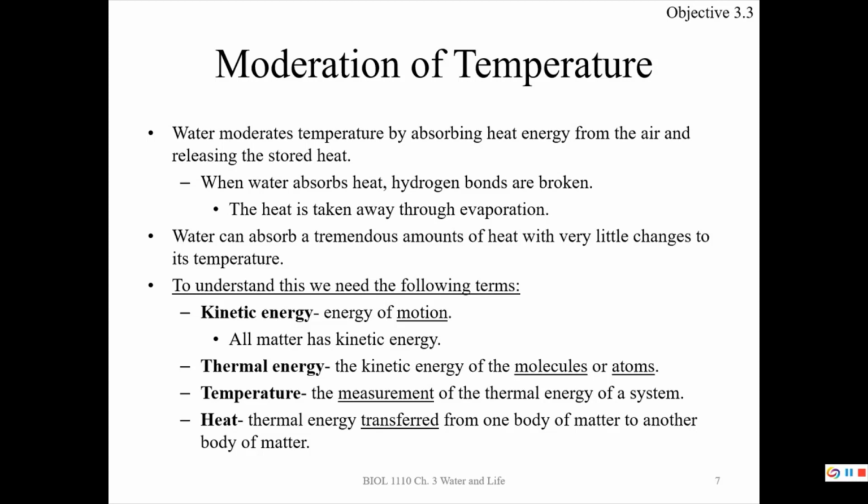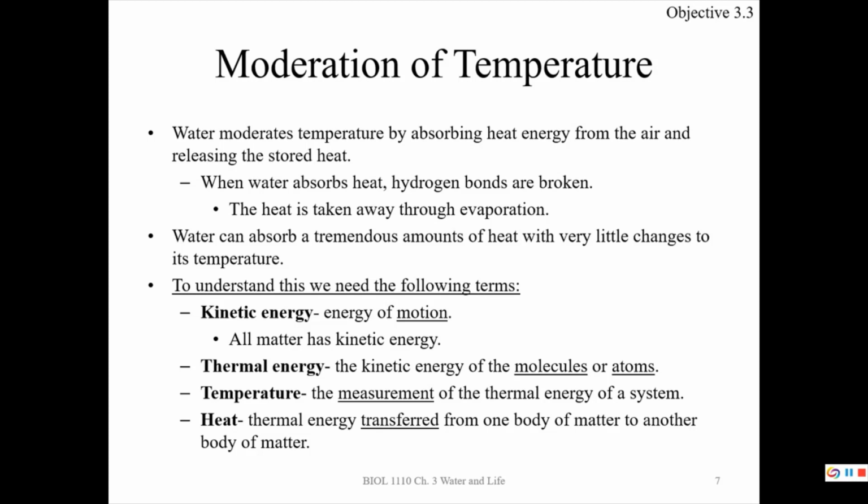Now, let me help you guys understand these terms, because we need to understand the following terms to understand what's going down. First off, when we deal with temperatures, we need to understand kinetic energy, and that is the energy of motion. Now, what I want to help you guys understand is all matter is moving. All matter, all atoms, molecules, they are in motion. They vibrate, they shake, they wiggle, they move about.